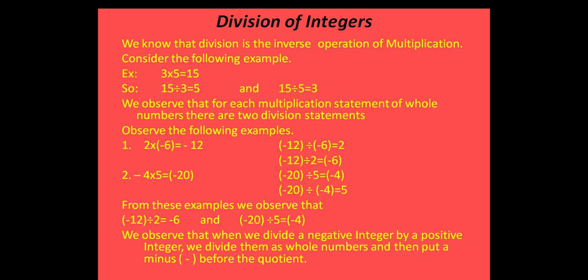From the examples, we observe that minus 12 divided by 2 is equal to minus 6 and minus 20 divided by 5 is equal to minus 4. We observe that when we divide a negative integer by a positive integer, we divide them as whole numbers, then we will put a minus sign before the quotient.